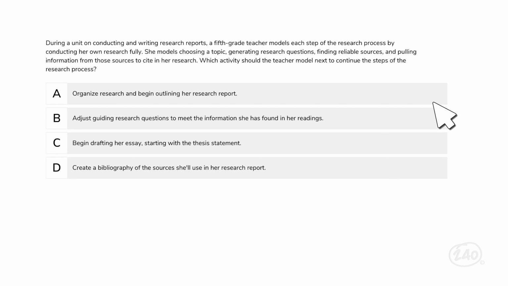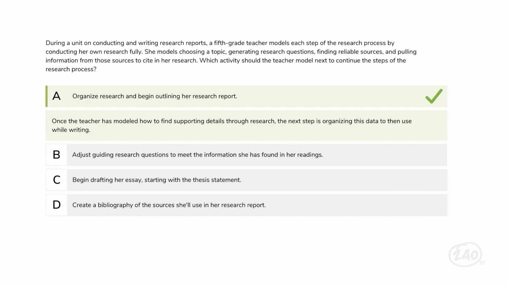This is the correct answer. Once the teacher has modeled how to find supporting details through research, the next step is organizing this data to then use while writing. She was in between steps 3 and 4 that I went over earlier in the video. What about a writing conventions question?